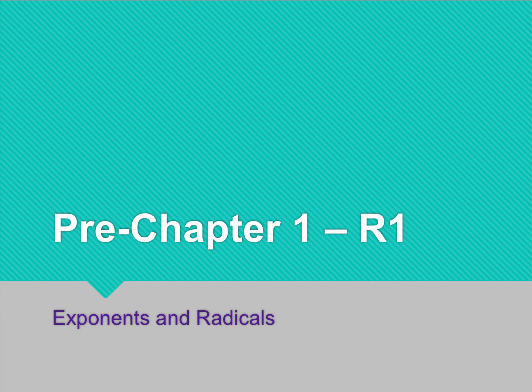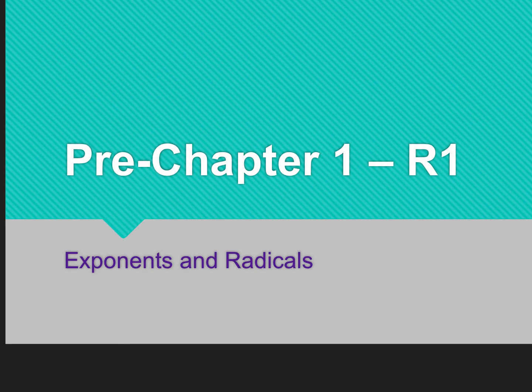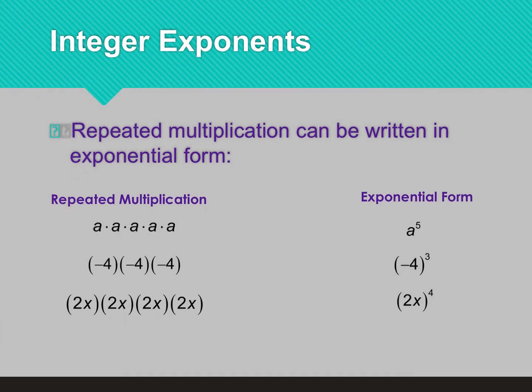So pre-chapter 1, which we're going to call R1, is exponents. It says exponents and radicals, but we're mostly focusing on exponents today. Repeated multiplication can be written in exponential form. So if I have a times a times a times a times a, I'm multiplying a 5 times together. So I would write that as a to the 5th power.